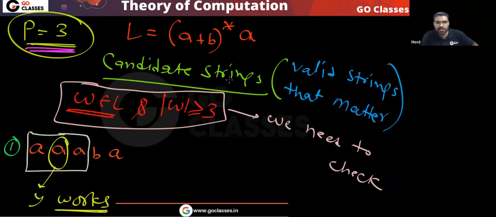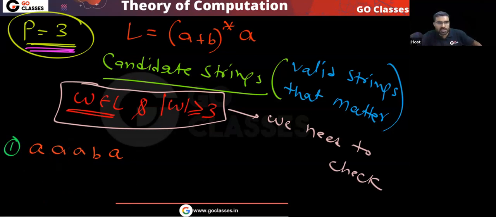So one y we need. Tell me how many y you need. Only one y we need. In any candidate string, within the first p symbols, there should be some y. At least one y you need. If you find at least one y which is working, then be happy. Don't worry about other y. There can be more than one y, but one is enough. At least one y must work. So this y is working, so be happy.